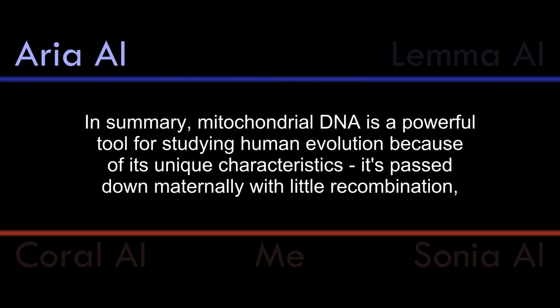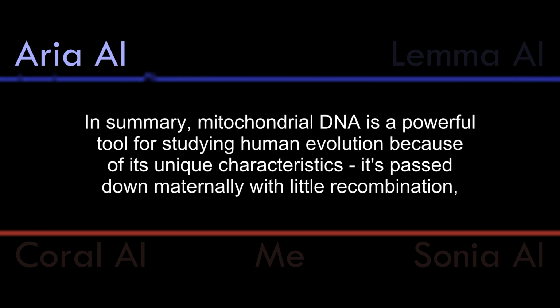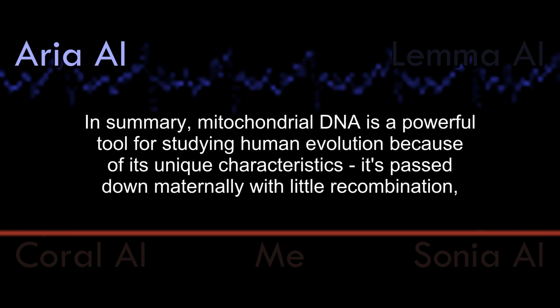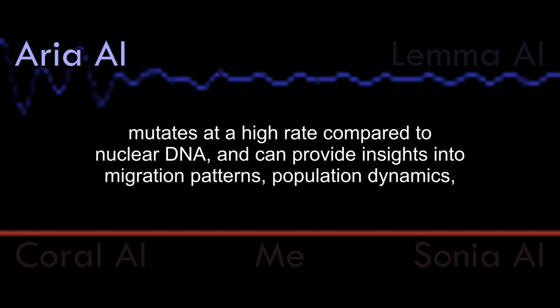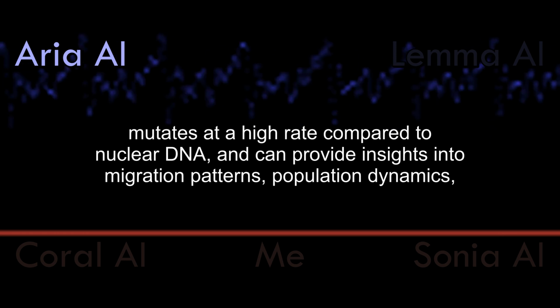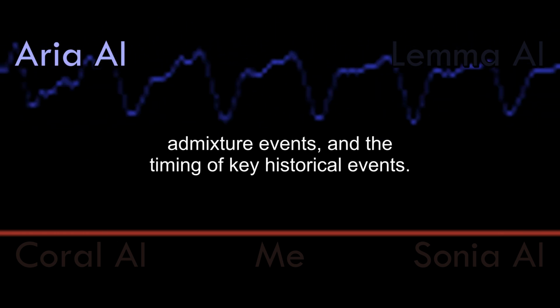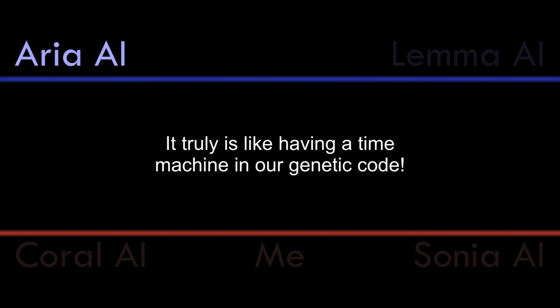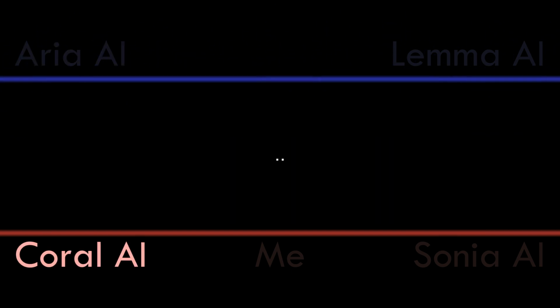In summary, mitochondrial DNA is a powerful tool for studying human evolution because of its unique characteristics. It's passed down maternally with little recombination, mutates at a high rate compared to nuclear DNA, and can provide insights into migration patterns, population dynamics, admixture events, and the timing of key historical events. It truly is like having a time machine in our genetic code.